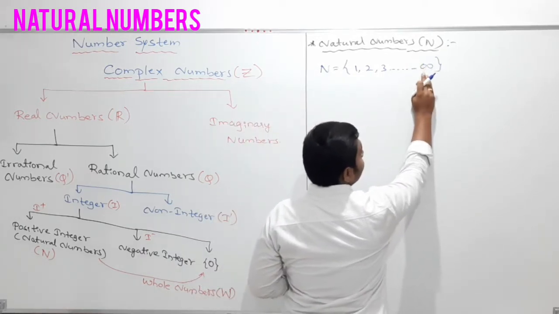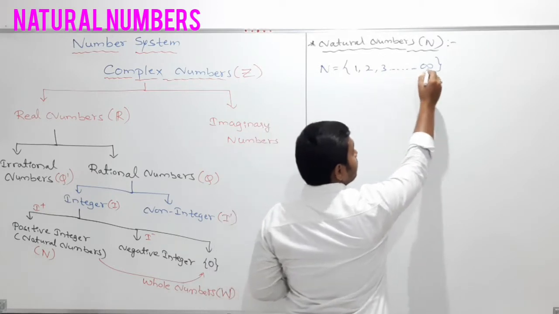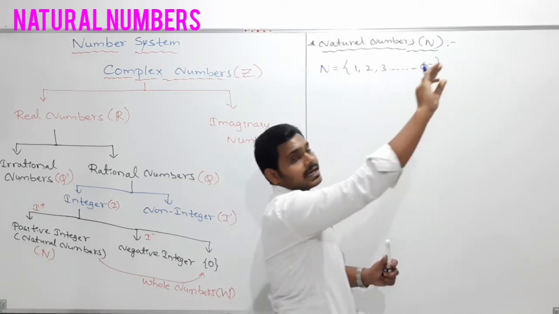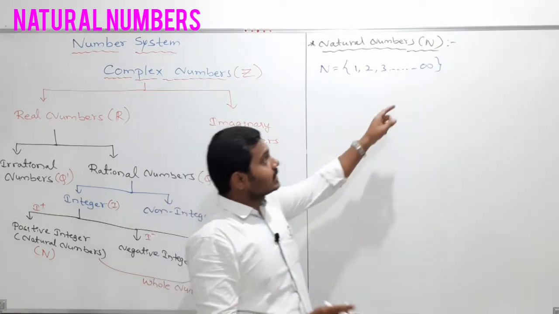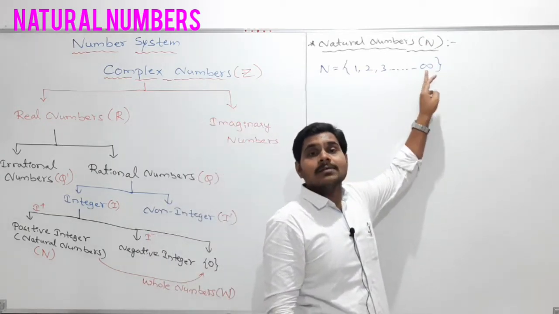If I write infinity, you should understand that it continues up to so on in this pattern; so many numbers are there. So instead of writing so many numbers, we are using this symbol. This we can call it as infinity.